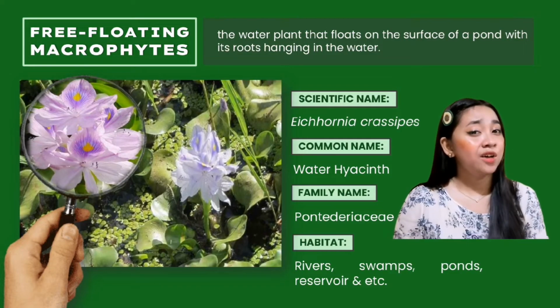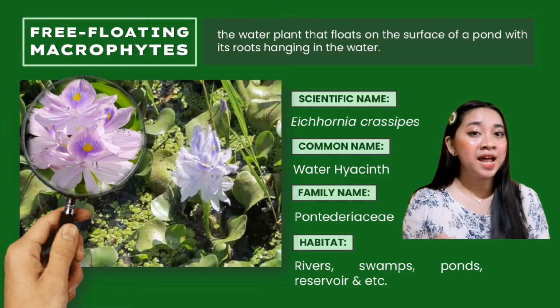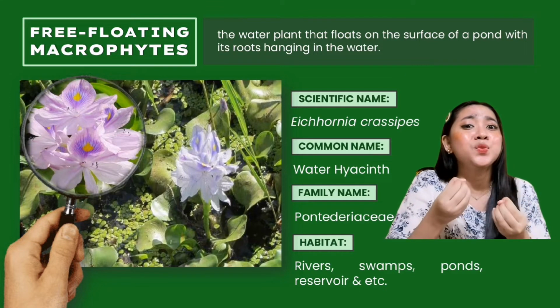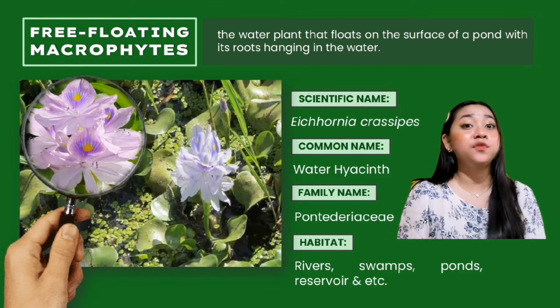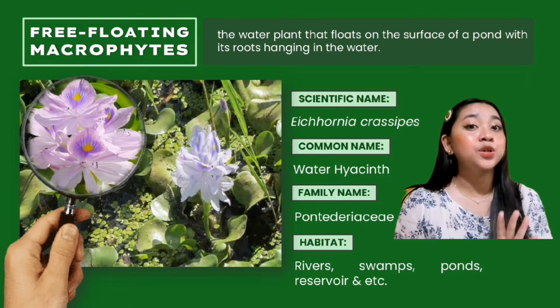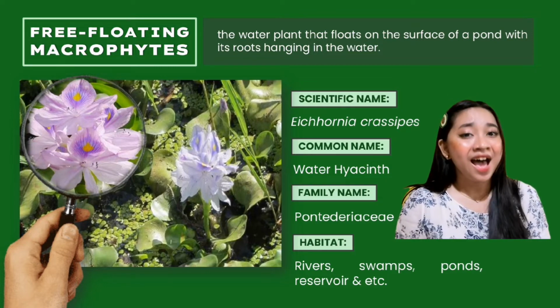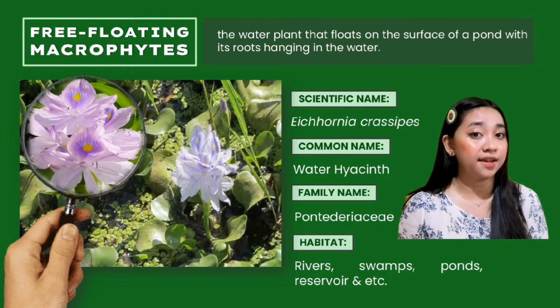Next, we have the free-floating macrophytes. These are plants that float on the surface of a pond with their roots hanging in the water. As an example of free-floating macrophytes, from the scientific name of Eichhornia crassipes, commonly known as the water hyacinth, belonging to the family name of Pontederiaceae.